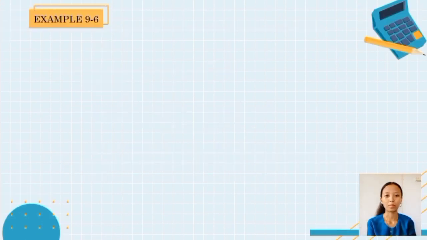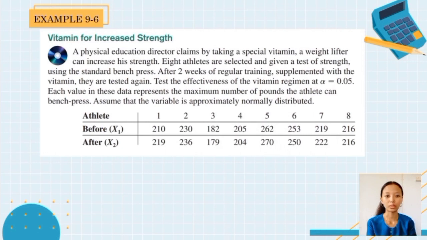Now let's have an example. A physical education director claims that by taking a special vitamin, a weightlifter can increase his strength. 8 athletes are selected and given a test of strength using the standard bench press. After 2 weeks of regular training supplemented with the vitamin, they are tested again. Test the effectiveness of the vitamin regimen at the significance level of 0.05, and each value in this data represents the maximum number of pounds the athlete can bench press. Assume that the variable is approximately normally distributed.